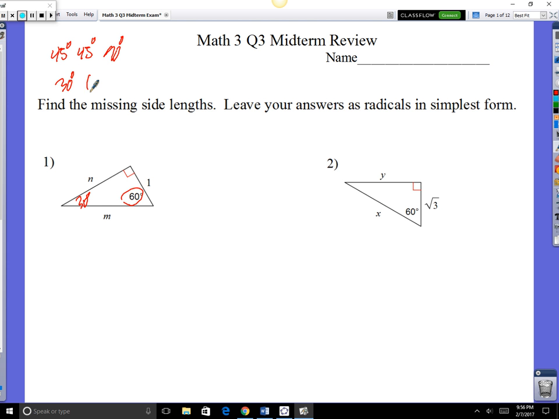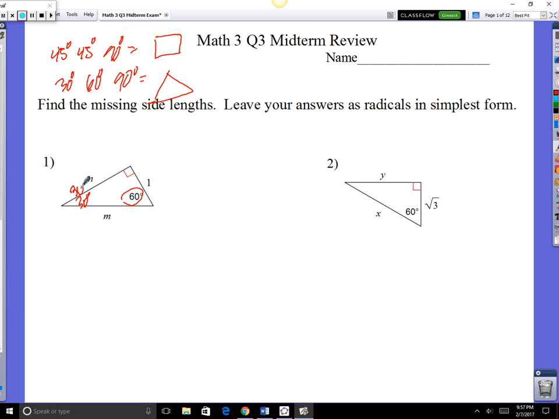a 30, 60, 90. So the 45, 45, 90 comes from a square, and if you memorize the patterns of a square, you don't have to do any of the Pythagorean theorem or trig. So 30, 60, 90, this one comes from the equilateral triangle. And this is half of it, so you need to draw the other half. The other half is the 30 and the 90 right here that get cut in half.